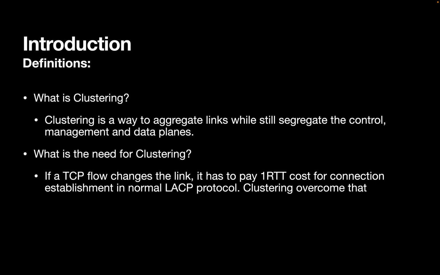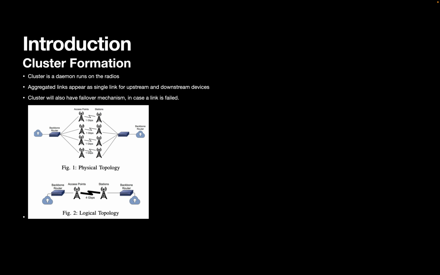Another thing is that if a TCP flow changes links in the setup we talked about, the two devices with three links and LACP, then the TCP connection will break, and you have to pay a 1 RTT cost of connection establishment. The entire drama of SYN, SYN-ACK, and ACK. So this is why clustering is a wonderful solution in my eyes. So let's see what is missing, and how can we do that?